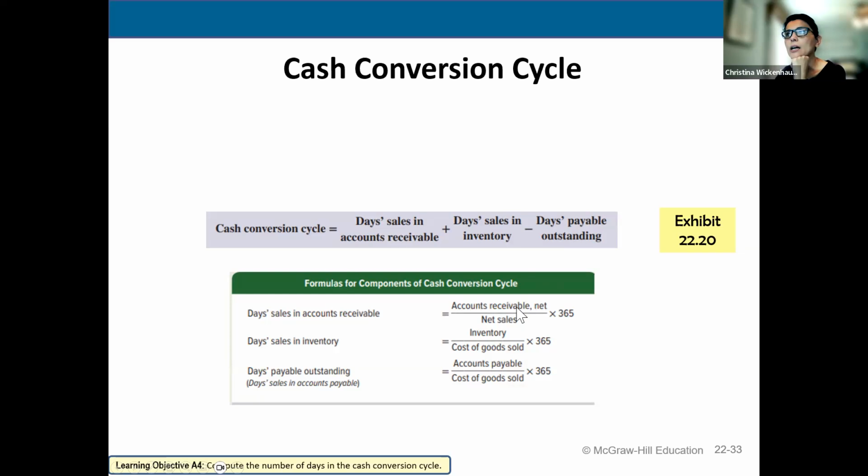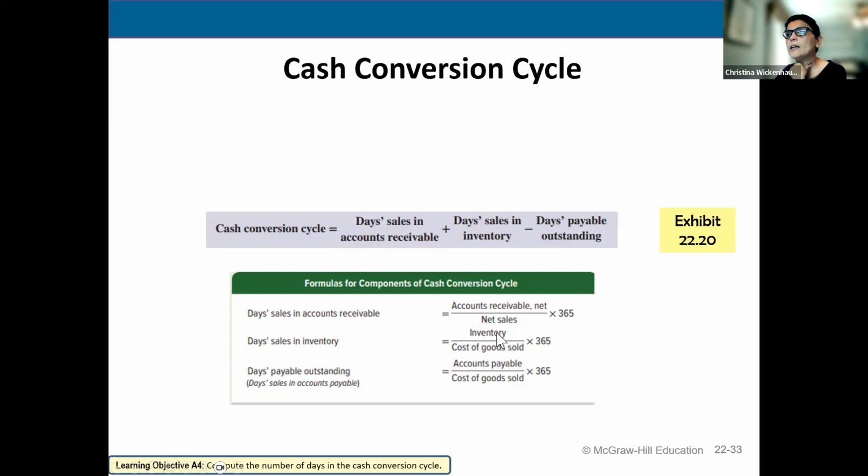So we're going to take our accounts receivable, net. And if you remember from financial accounting, net is net of any discounts, right? So discounts or returns and allowances. So we have our accounts receivable net, and we divide that by our net sales. And again, net sales less any discounts and returns, and we take it times 365 days. So that's going to give us our days sales in accounts receivable.